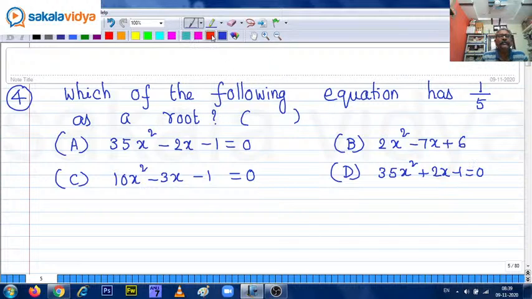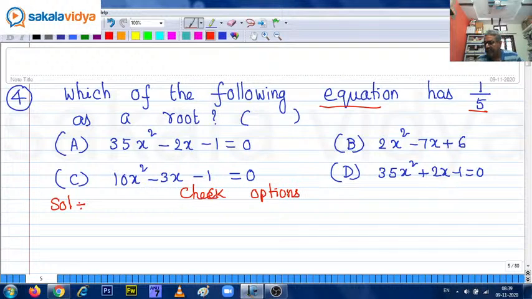It's a very interesting question. Which of the following equation has 1 by 5 as a root? 1 by 5 is a root means if you replace x with 1 by 5 we should get 0. So we need to check the options itself only. First check the options. This is one of the strategies to crack the MCQs, multiple choice questions. First A, in the place of x replace 1 upon 5.